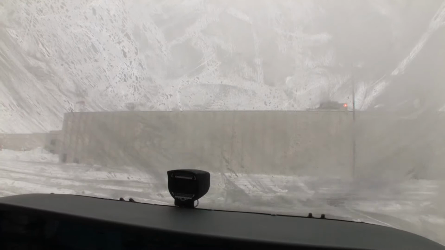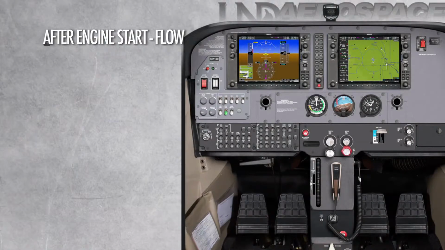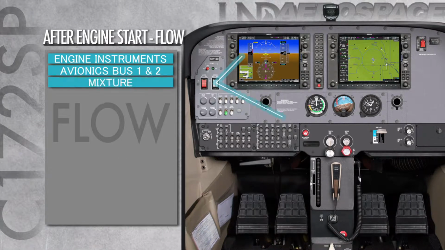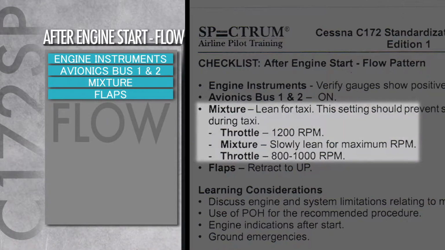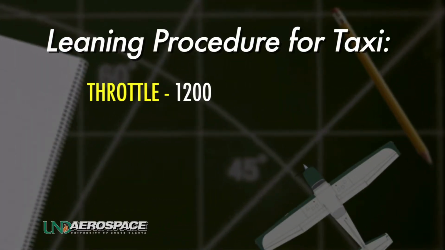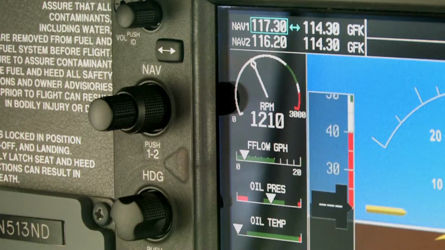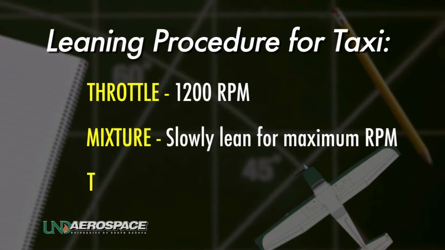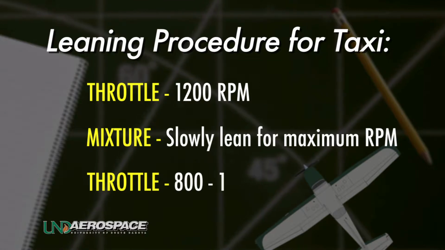Prop clear! After completing the engine start do list, the student shall commence the after engine start flow pattern. After switching the avionics bus 1 and 2 switches to the on position, the engine must be leaned. Using the amplified procedures in the standardization manual, we know the procedure is as follows. The throttle is increased to 1200 RPM. Next, the mixture is slowly leaned until a peak in RPMs is reached. Finally, the throttle is returned to 1000 RPM.